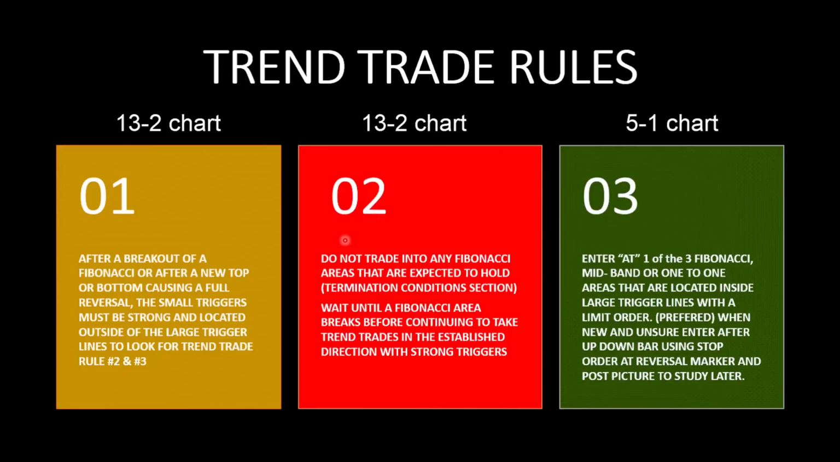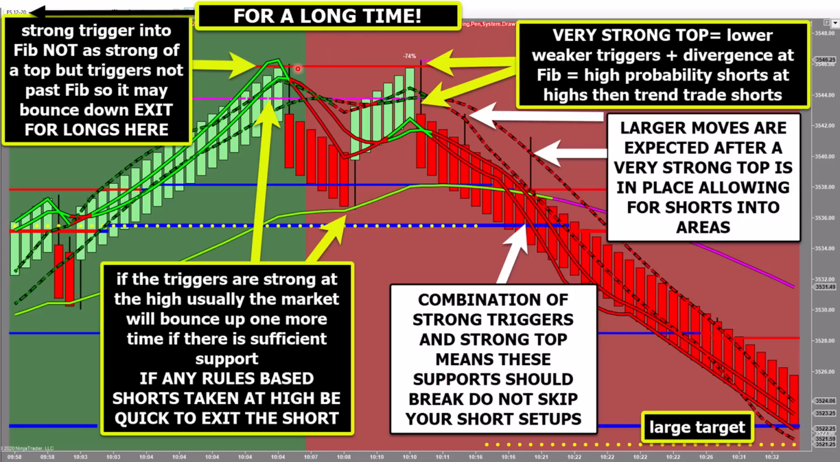Rule number 2 says, do not trade into any Fibonacci areas that are expected to hold. Now, as a new user, you're like, okay, any blue line is good enough. It might hold. Well, expected to hold is a different scenario once you have the proper context of the strength of the top or bottom. So let's take a look at it. Because we had strong triggers first, the areas may hold. Mid bands and fibs bounce the market back up.